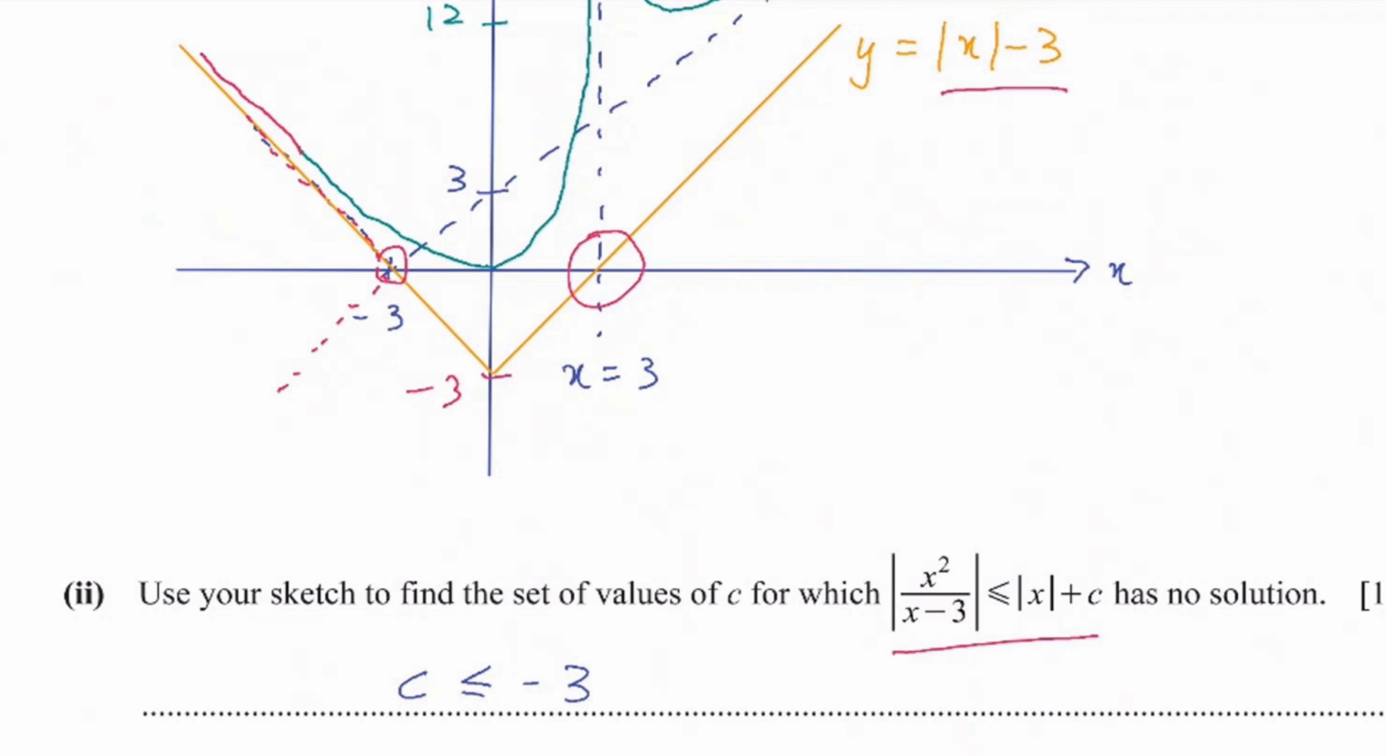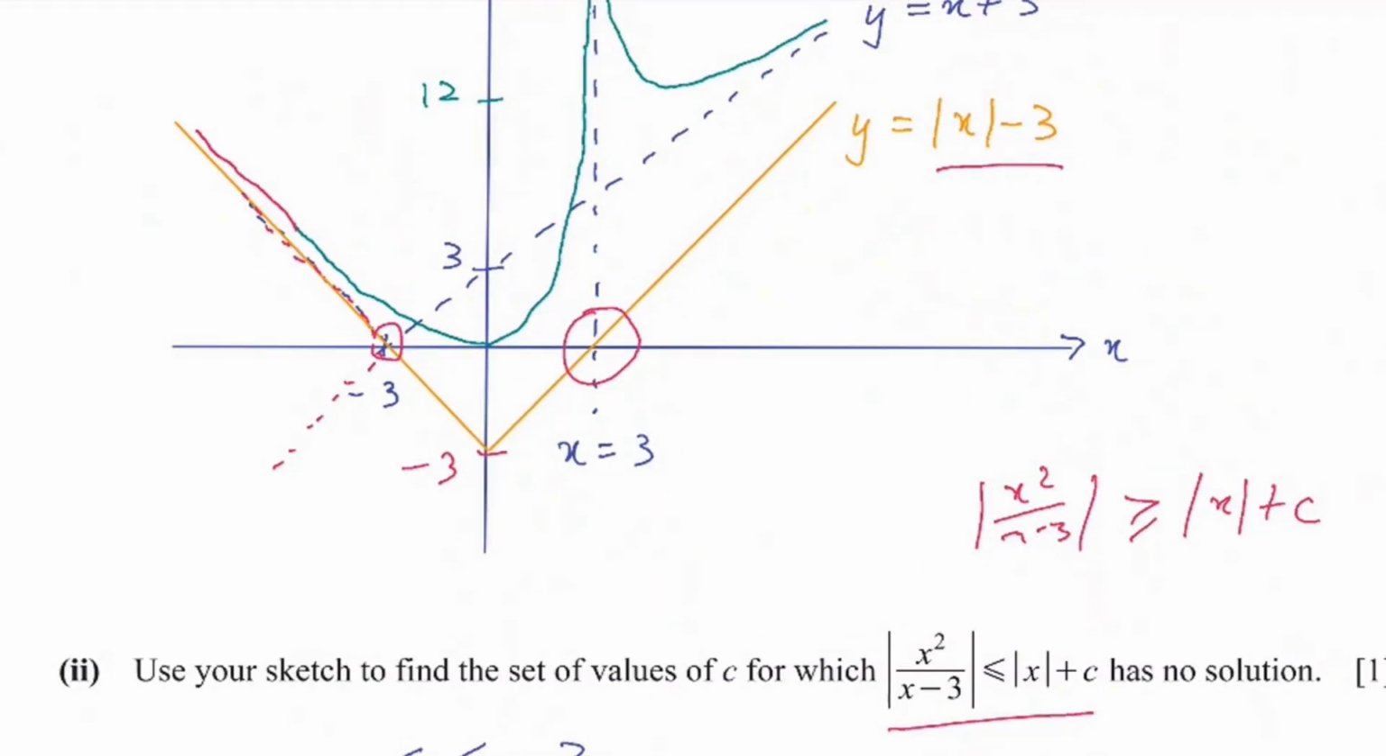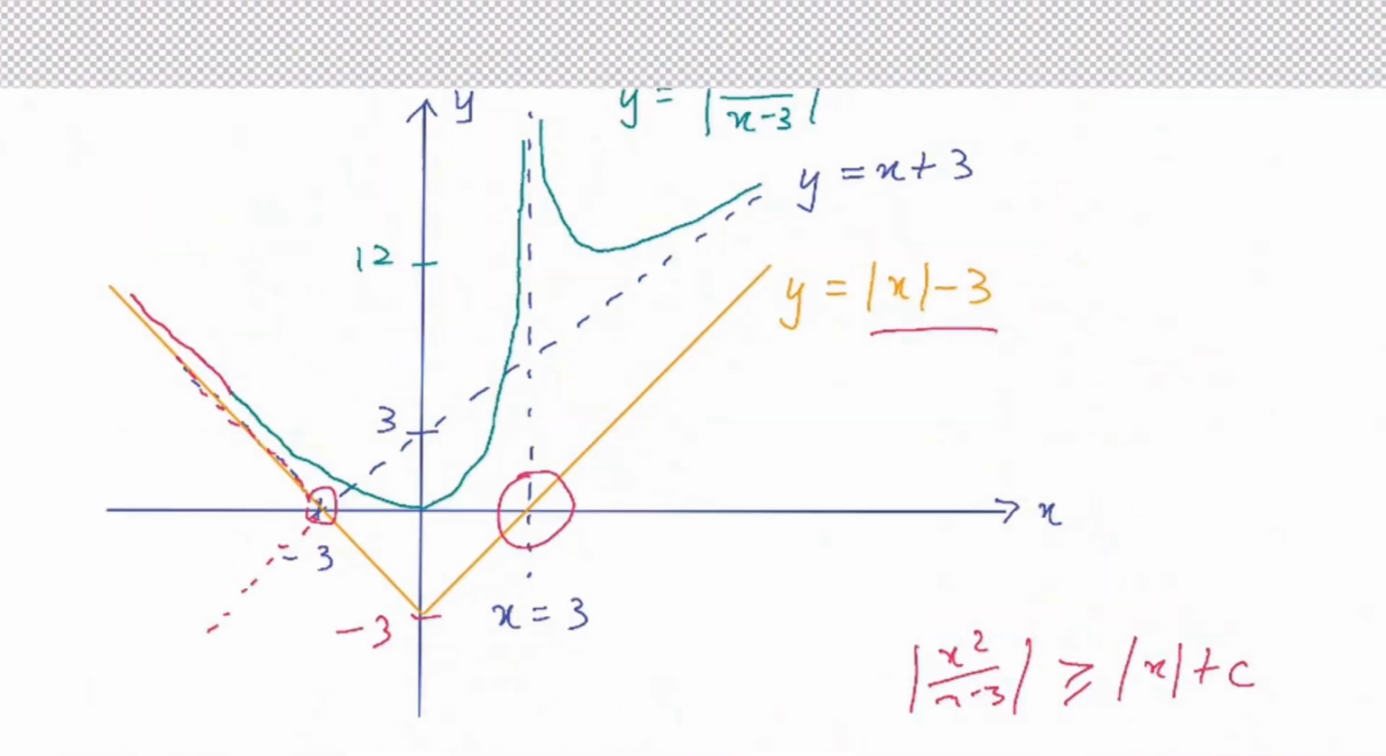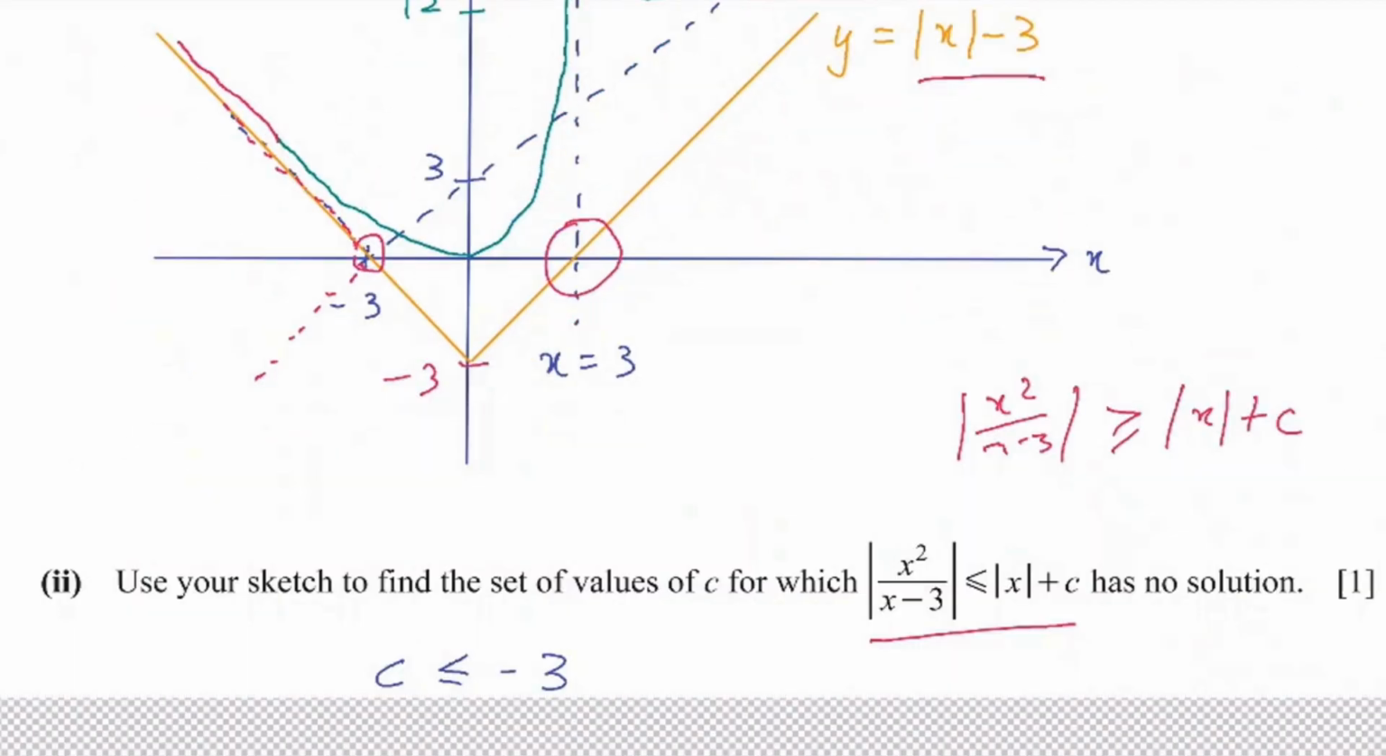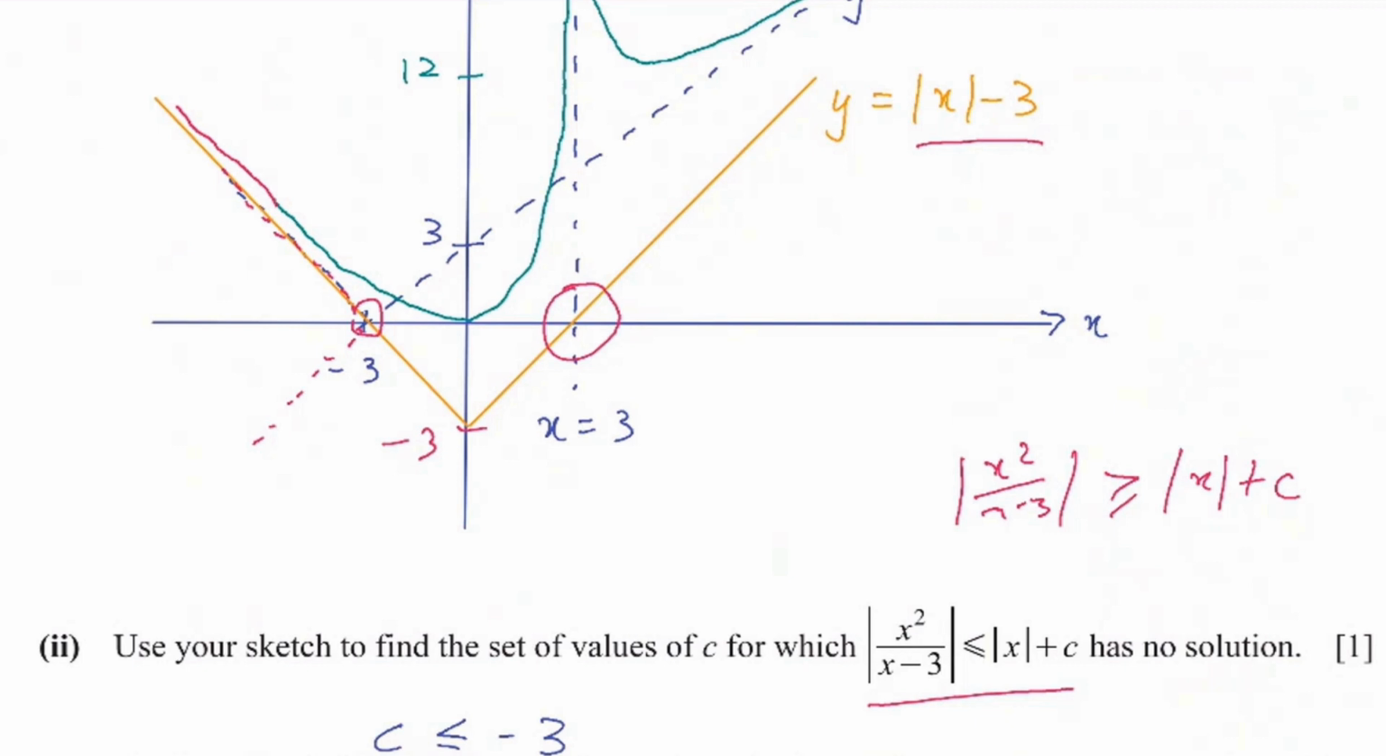So the idea is like this. This has no solution means we will have the curve is greater than or equal to modulus x plus c. From the sketch, the graph that we actually sketched is already helping us. So at most, the values of c we can go to is -3. We can't afford to go a bit higher. If you go a bit higher, then they have an intersection already, and then they will actually have a solution already.